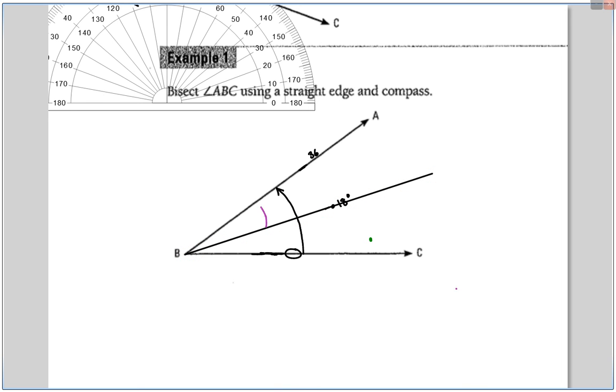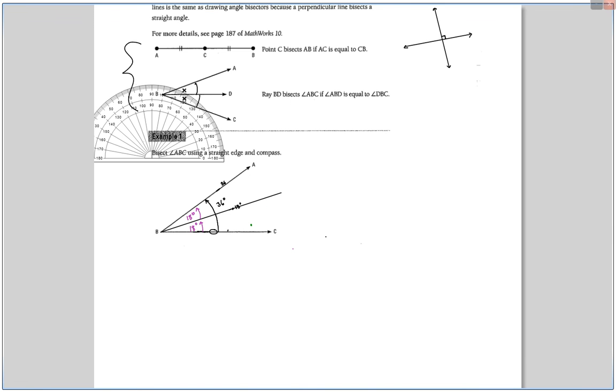Okay, so now we have the larger angle bisected. So here's 18 degrees, 18 degrees, and we know that the original angle was 36 degrees. So not too hard with the protractor.